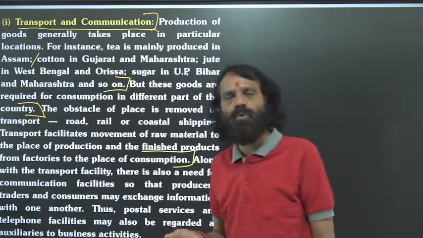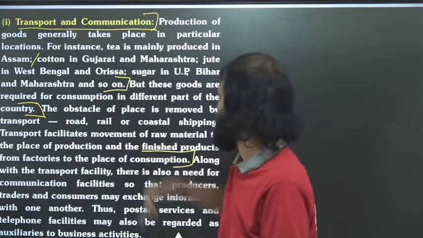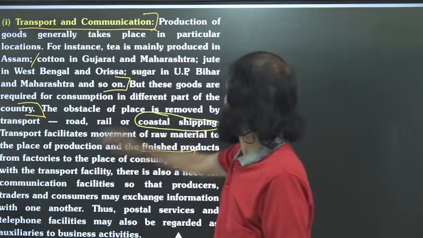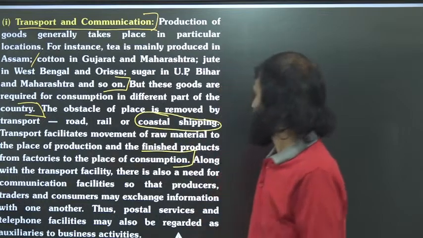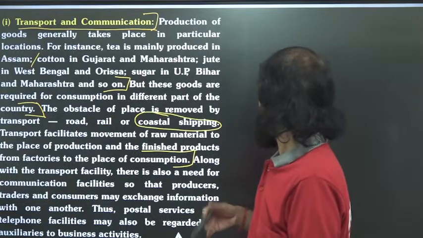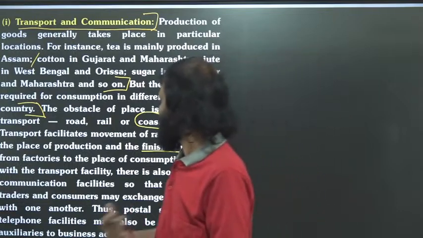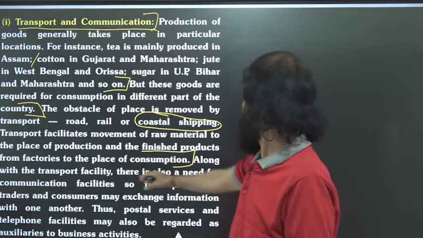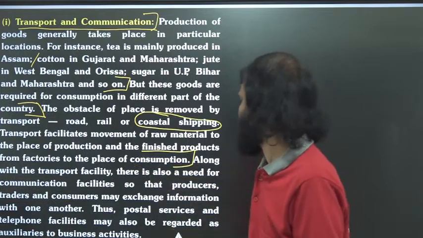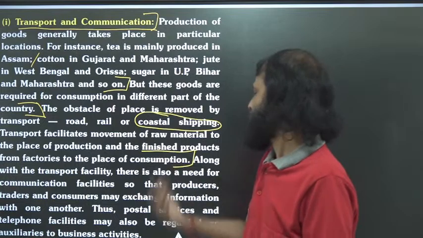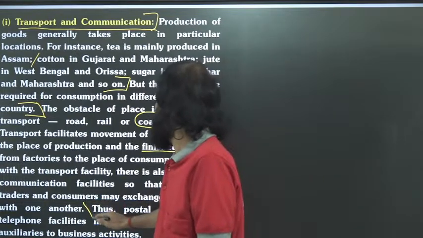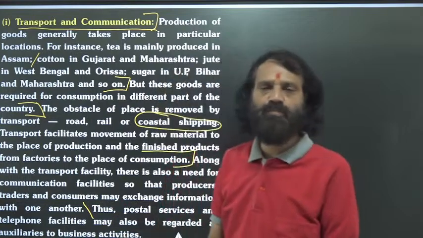The roadways and the railway system must be good. The coastal shipping system must be good. We must have very good shipping facilities and airways too. Along with the transport facility, there is also a need for communication facilities so that producers, traders and consumers may exchange information with one another. Better communication facilities must be there.